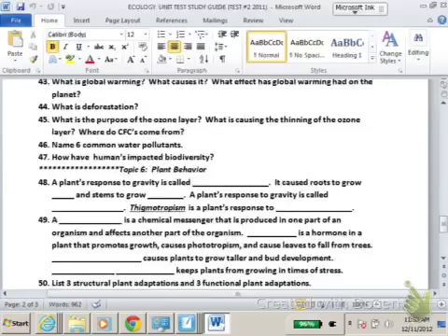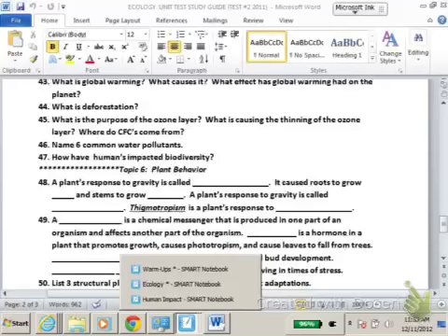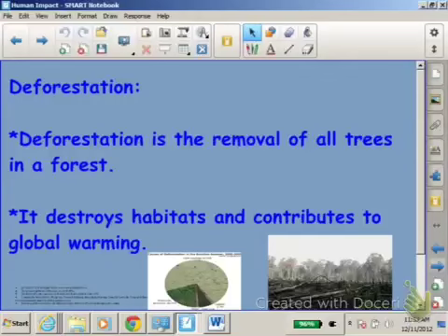Okay, number 44, what is deforestation? It is what it says it is. It's when we cut down trees for our benefit, either to use the logs for lumber or to turn land into ranches and farms for cattle. Remember, this is a huge ordeal because it destroys habitats and contributes to global warming also, because we're getting rid of the plants that take this excess carbon dioxide out of the air. This is the whole reason that I showed you the Lorax movie and that we did the lab with the tribes.